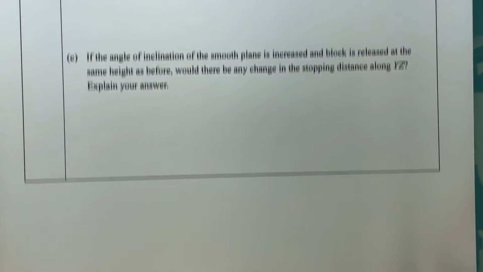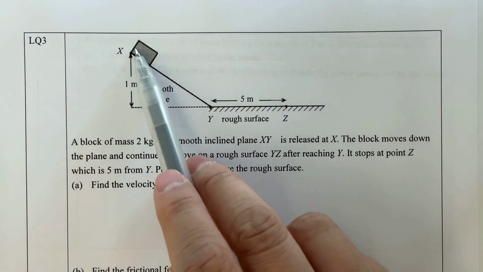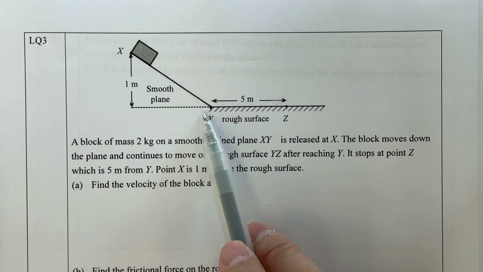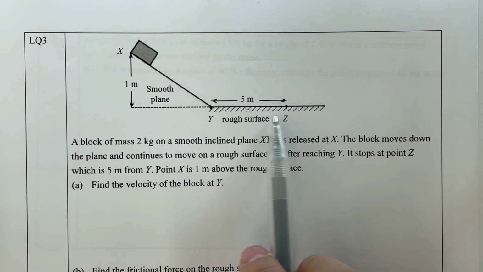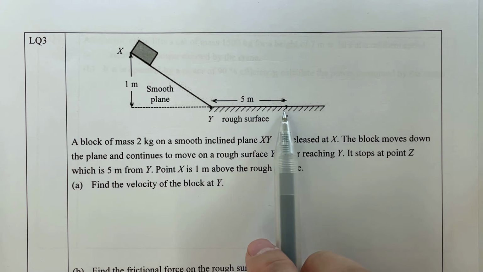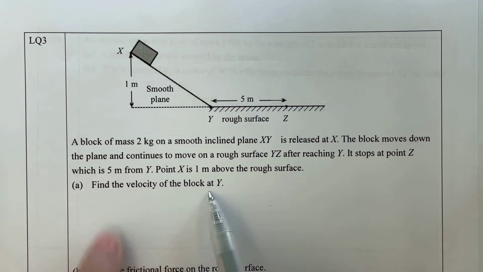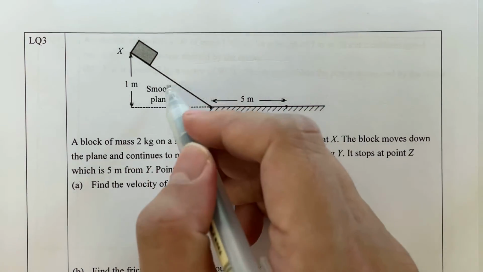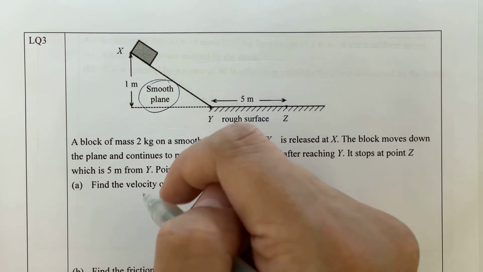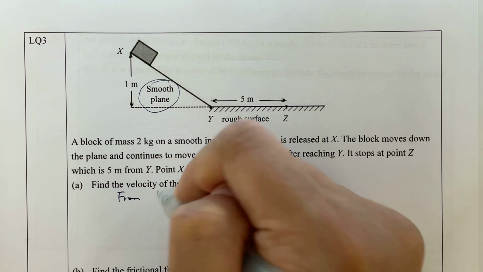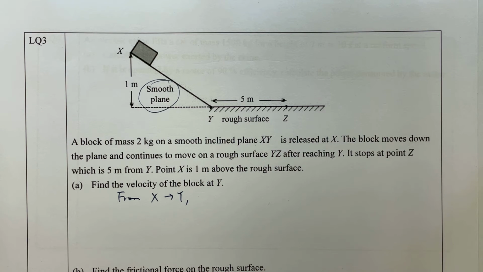All right, so now we have a block sliding down through a smooth plane, and then there's a 5 meter rough surface to slow down the object until it comes to the rest. And first we need to find the velocity of the block. Now notice that the plane here is smooth, so that means there's no energy loss. So we consider motion from X to Y. In fact, it doesn't involve any work, right?